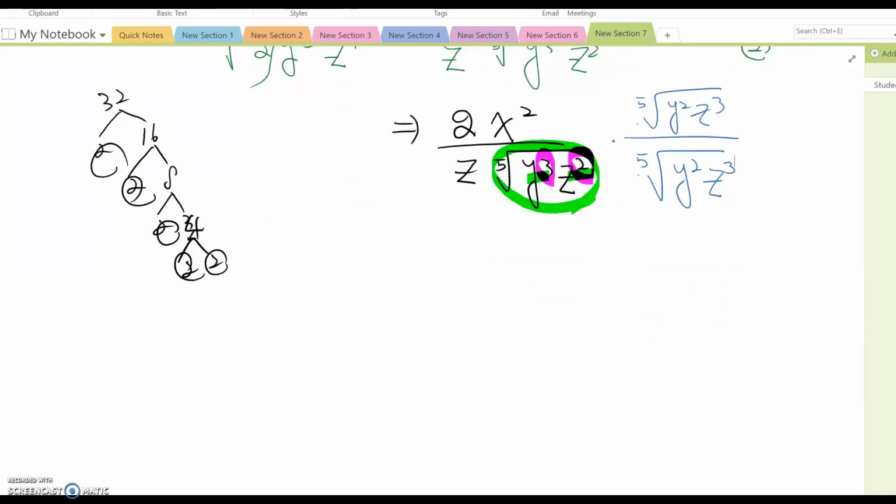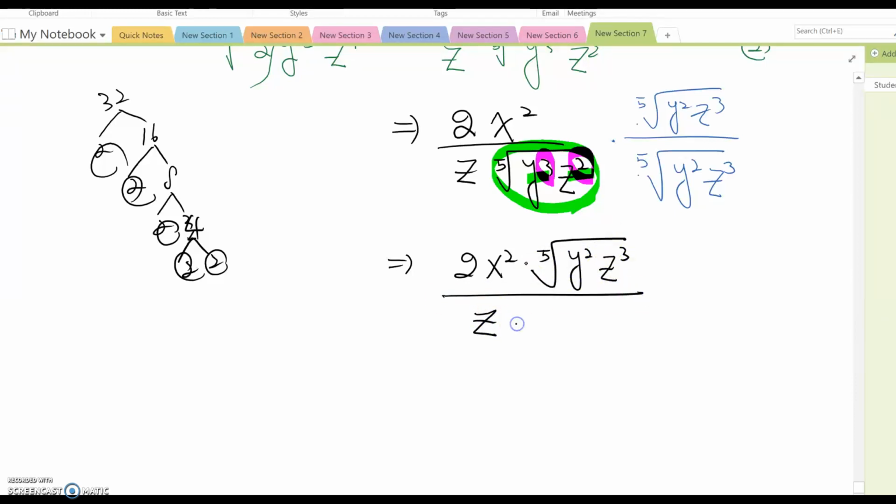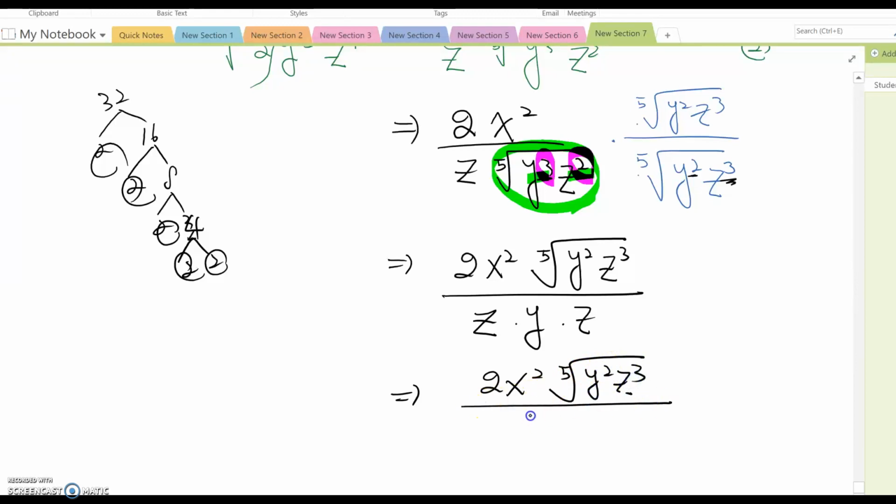Okay, so this becomes 2x squared fifth root of y squared z cubed, over z times, now 1, 2, 3, 4, 5, so y comes out. 1, 2, 3, 4, 5, so 1 z comes out. Therefore, the answer becomes 2x squared fifth root of y squared z cubed over y z squared. That should be the final answer.